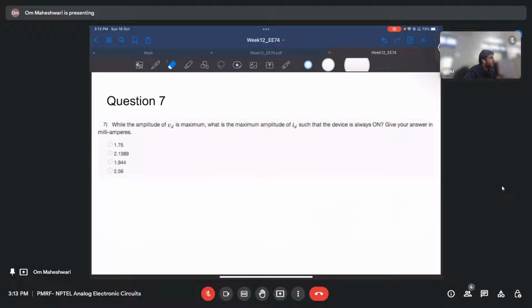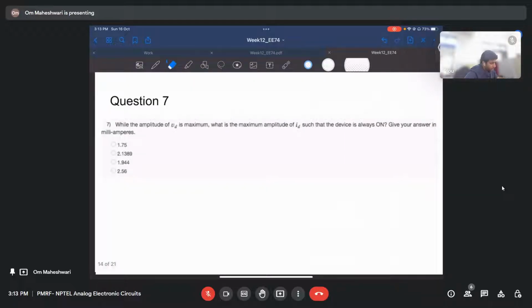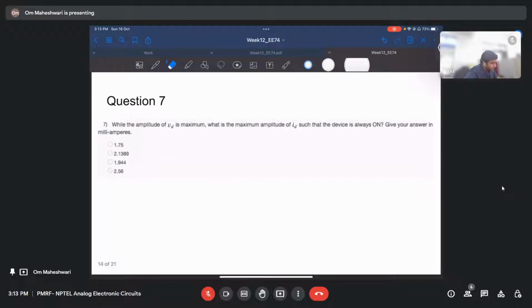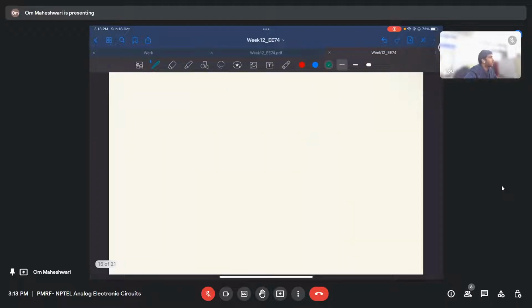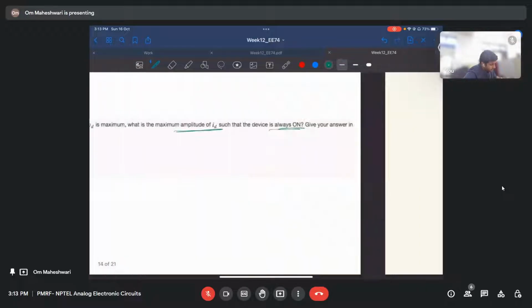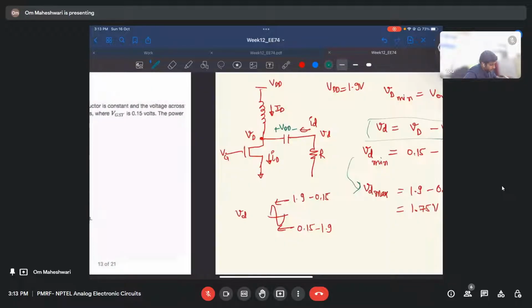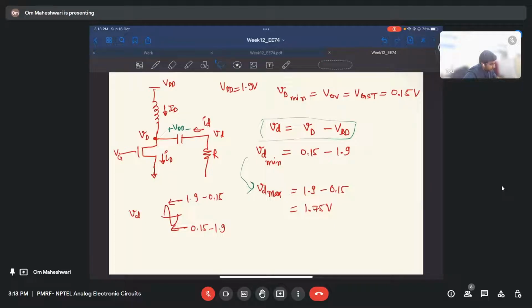In the next part, while the amplitude of VD is maximum, what is the maximum amplitude of ID? So the device is on. Okay, let us see this. Let me copy this page.